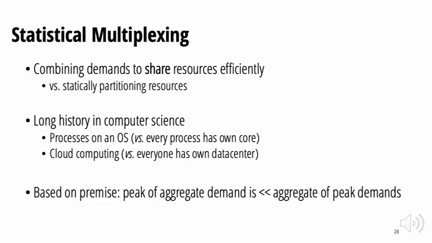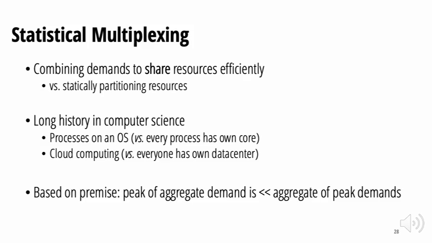So a little more formally, the reason statistical multiplexing works is that the peak of the aggregate demand is typically much, much less than the aggregate of the peak demands. So what does this mean? Let me break that down. If I took everyone's demand and I added up all the demands at every point in time, so as time is moving along, I take everyone's demand and add it up, and then for that combined demand, I ask what was the peak of that combined demand? I'm going to get the peak of the aggregate.